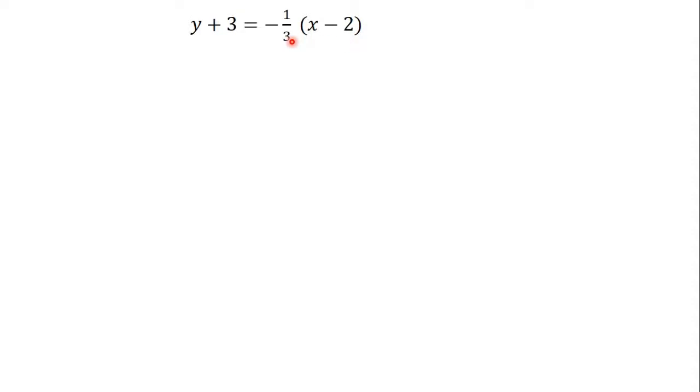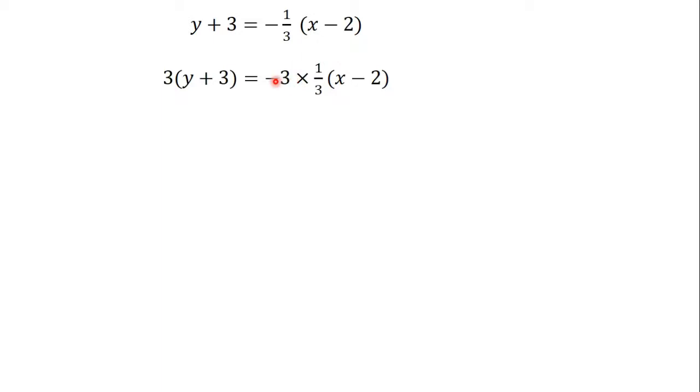We have a fraction. We will cancel out the fraction by multiplying through by the LCM of the denominator. There is only one fraction, so the LCM of the denominator will be the same as the denominator, which is 3. So you multiply the left hand side by 3, and you multiply the right hand side by 3. This will give us 3 into bracket y plus 3. y plus 3 is a binomial, so if you are multiplying 3 by y plus 3, you have to put y plus 3 in a bracket. So we have 3 into brackets y plus 3 is equal to minus 3 times 1 divided by 3 into brackets x minus 2.